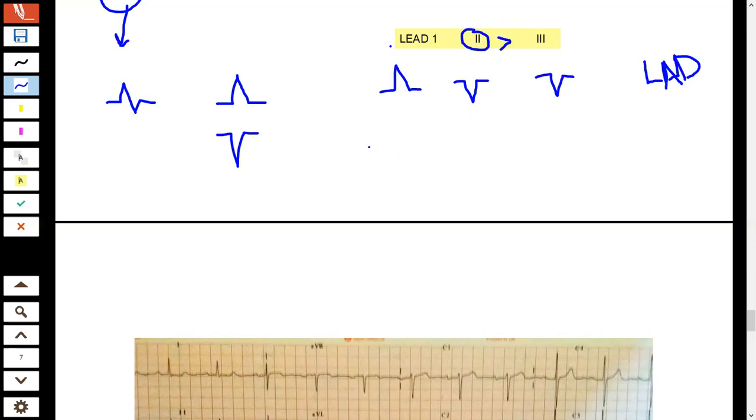The other axis is called the right axis deviation, where lead 3 is positive and lead 1 is negative. Now you can see in both of these leads, lead 1 is opposite to lead 3 in left axis deviation, and in right axis deviation lead 1 turns negative. So it mostly occurs in right ventricular hypertrophy.